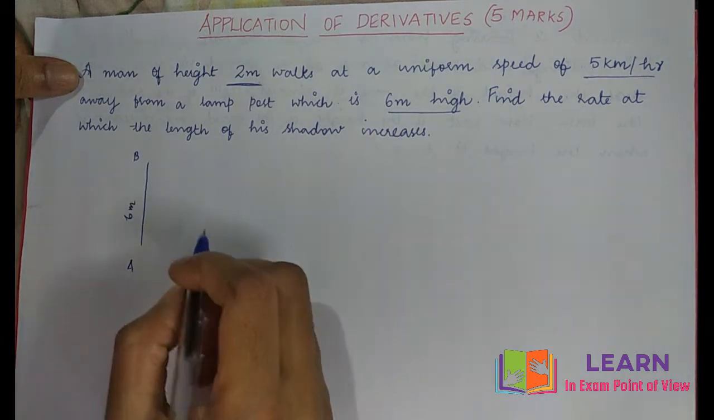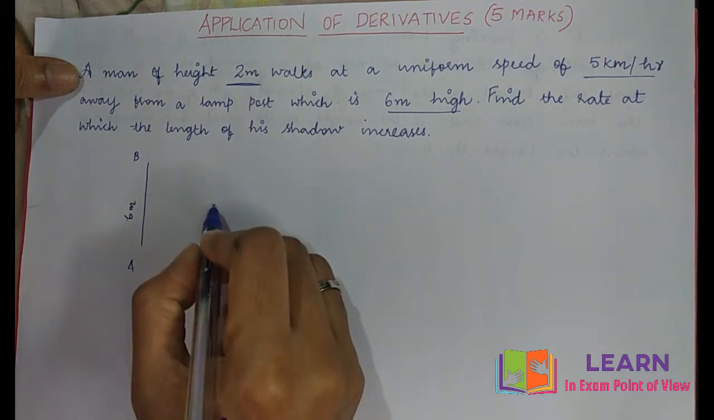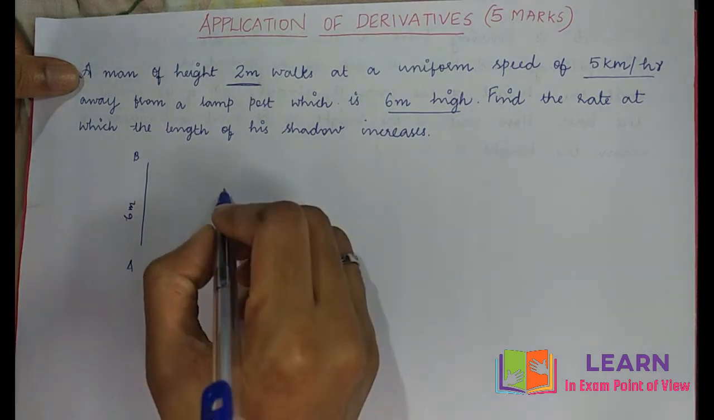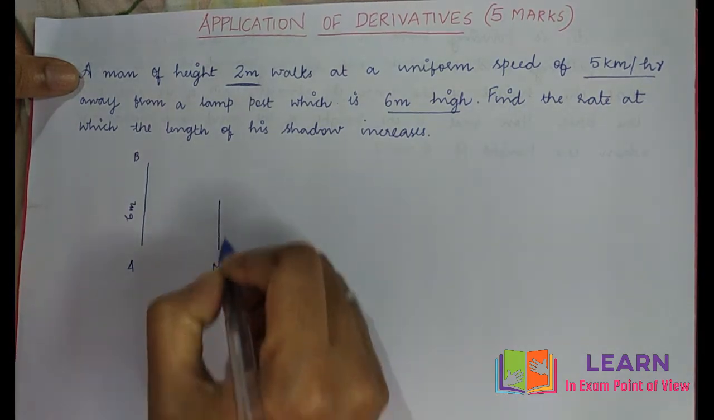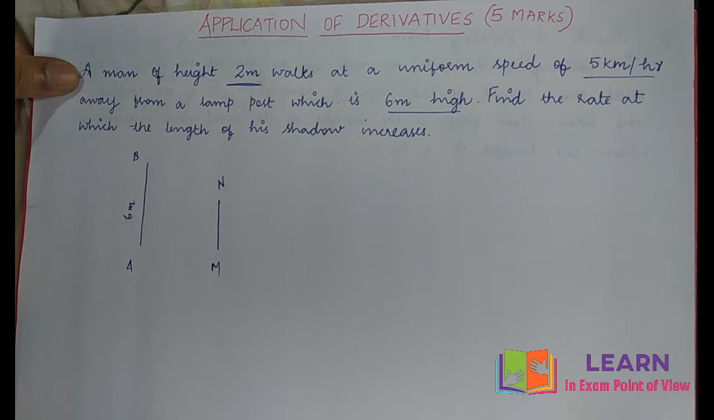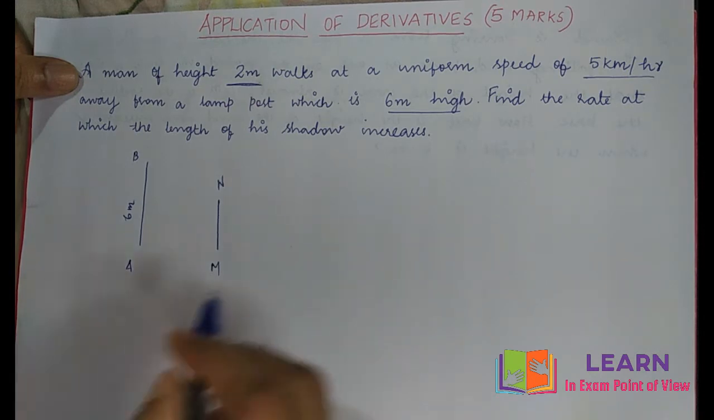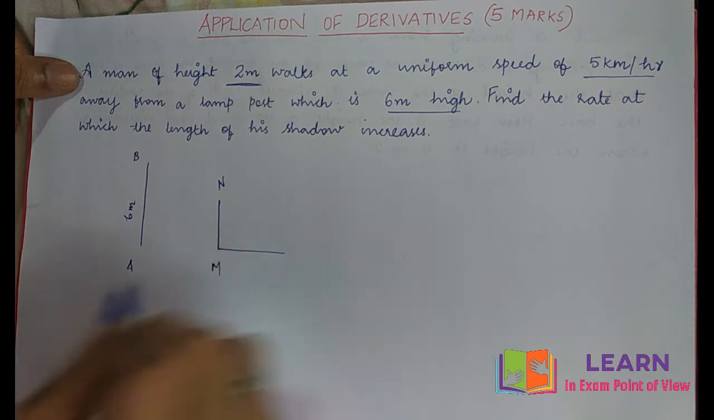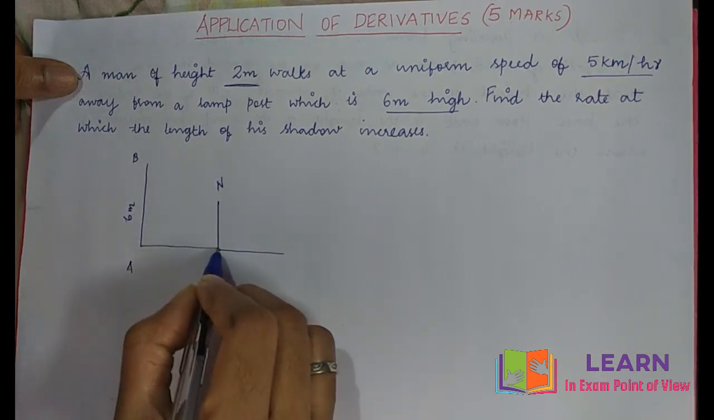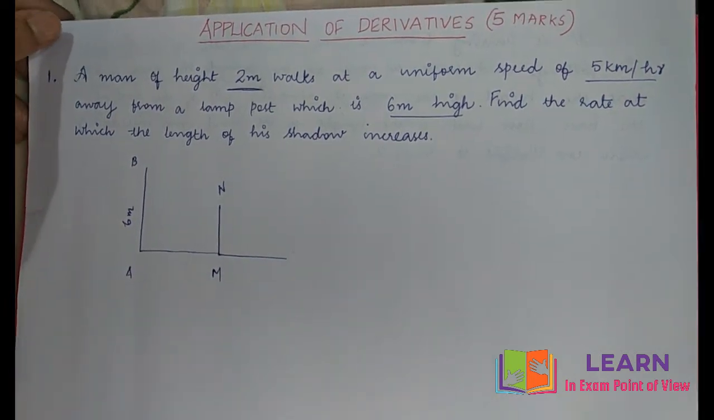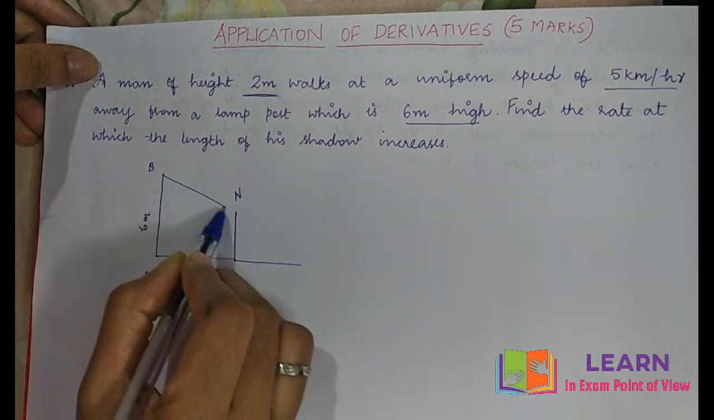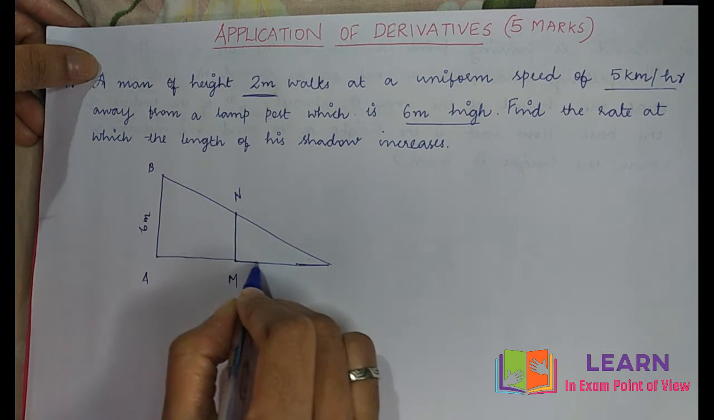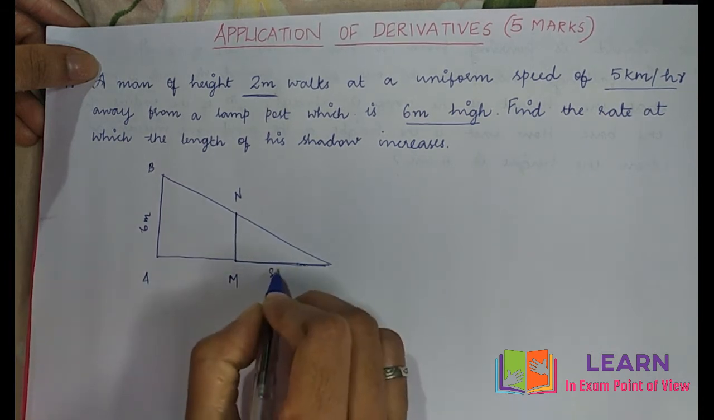Fine. Now here there is a man of height 2 meter. Let it be MN. And his shadow be like this. So we can join and make it as a triangle, like this you can join. You will get a triangle. So this is the shadow of the man.